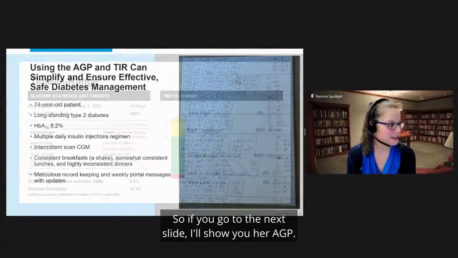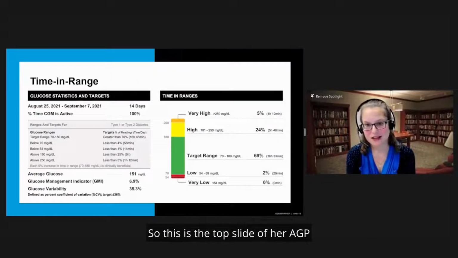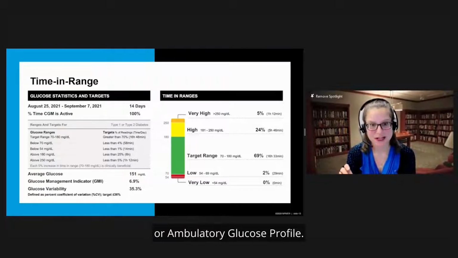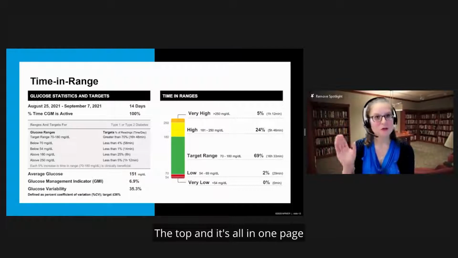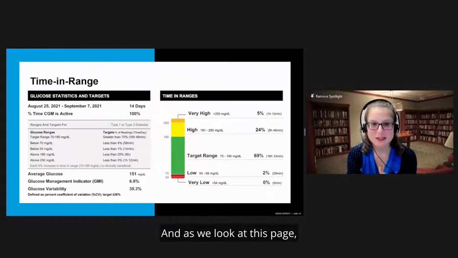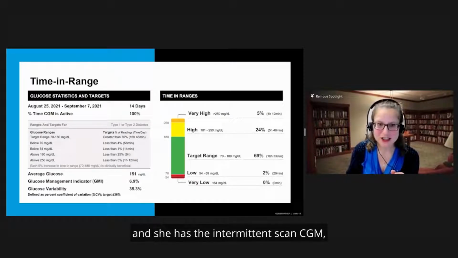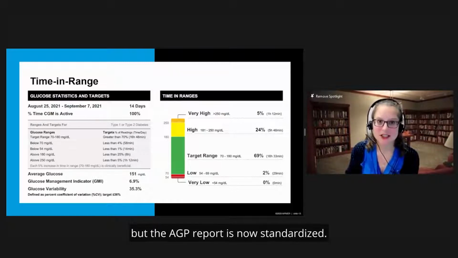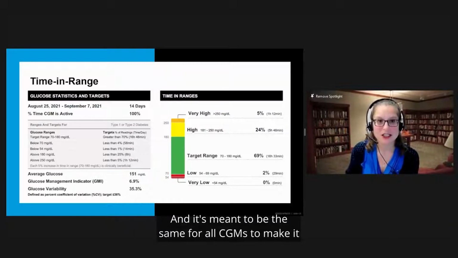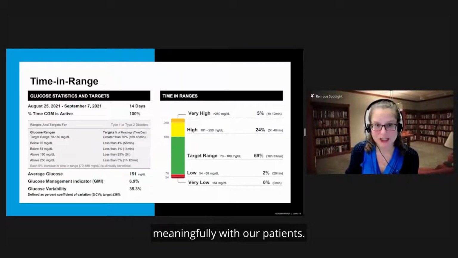So if you go to the next slide, I'll show you her AGP. So this is the top slide of her AGP, or ambulatory glucose profile. It's all in one page and easy for us to see together with my patient. She has the intermittent scan CGM, but the AGP report is now standardized, and it's meant to be the same for all CGMs to make it easier for us in practice to use them meaningfully with our patients.